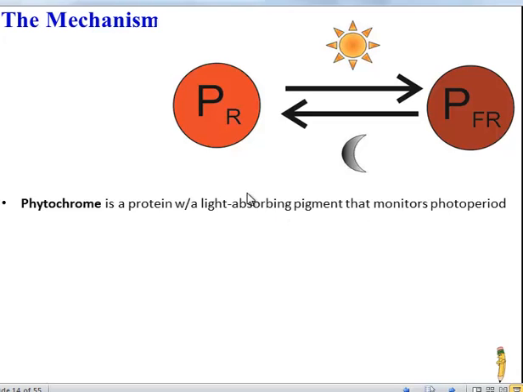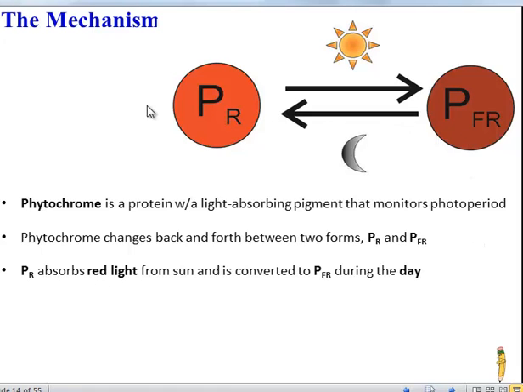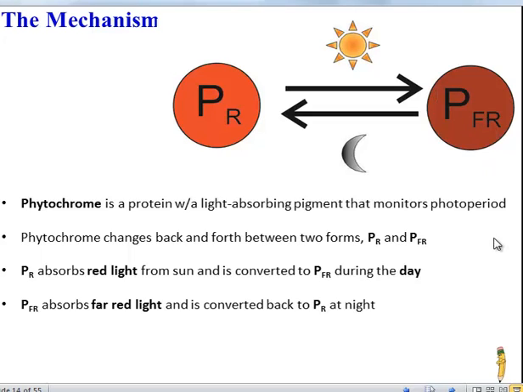But they do have special proteins called phytochromes. And these are proteins that have a light-absorbing pigment. And this pigment monitors the photoperiod. It monitors how much daylight there is. And the way it does that is by changing back and forth between two forms, PR and PFR. PR will absorb red light during the day from the sun. And as it absorbs that red light, it gets converted into PFR. Meanwhile, PFR, at the end of the day, will absorb far red light, that's what FR stands for, and it will be converted back to PR during the course of the night.